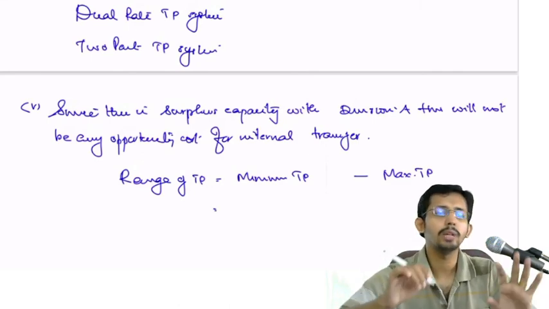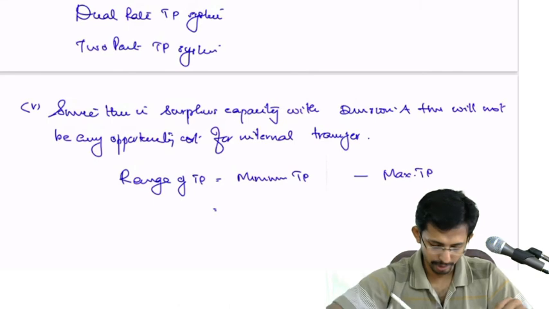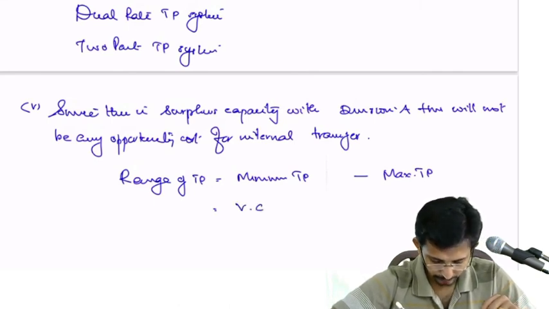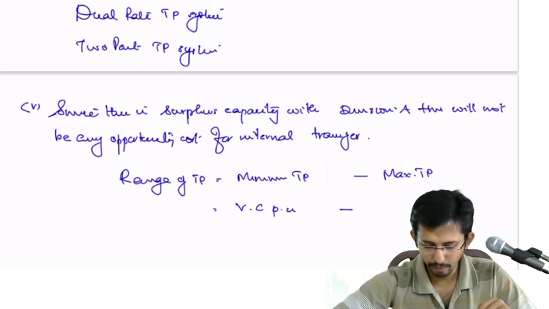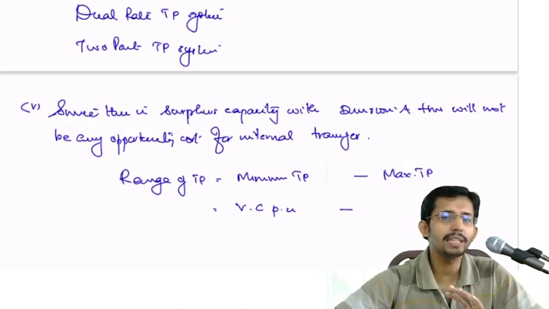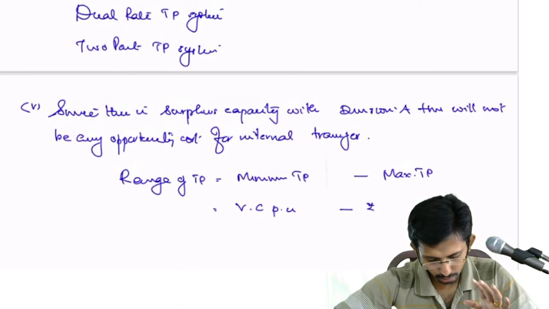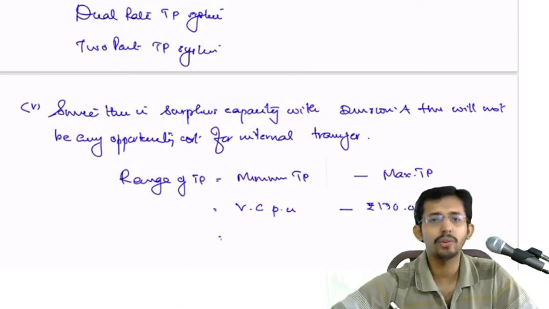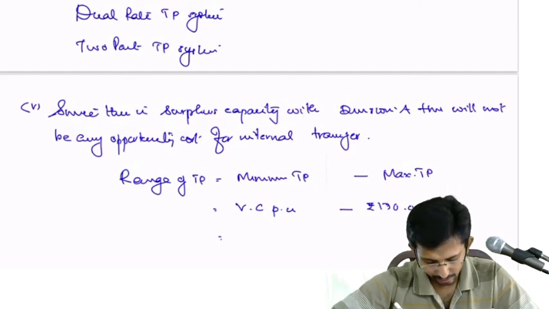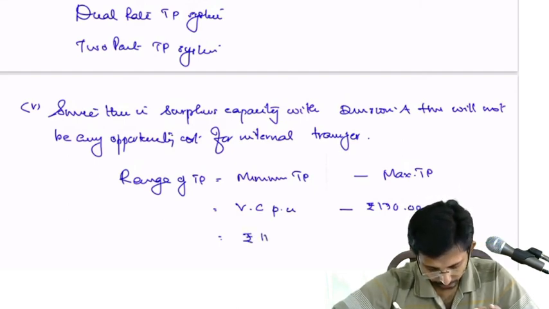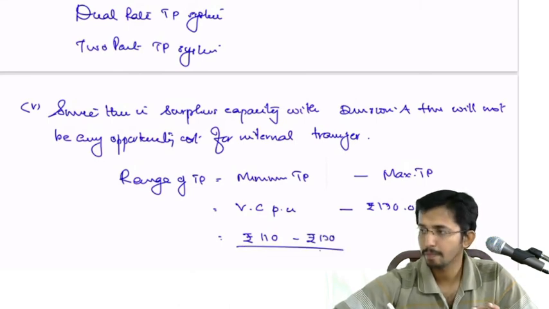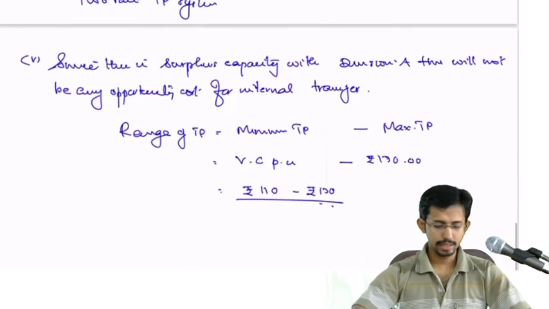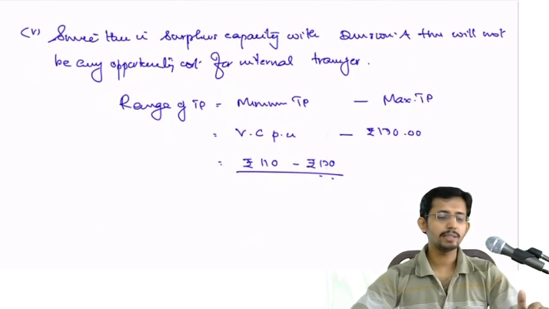Here there is no loss of contribution. So the minimum TP will be the variable cost per unit. Maximum TP we have already computed; there won't be any change in the maximum TP. It will be rupees 170. And what is the variable cost of manufacture of 1 unit of lens? It is 110. So range of TP will be 110 to 170. Is it clear? So that is the range of TP when there is surplus capacity.